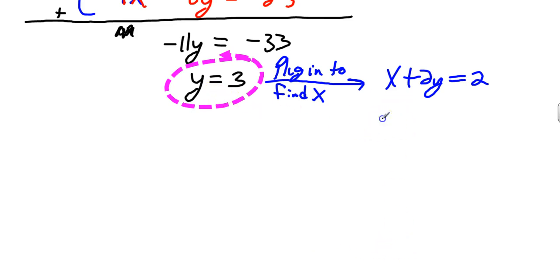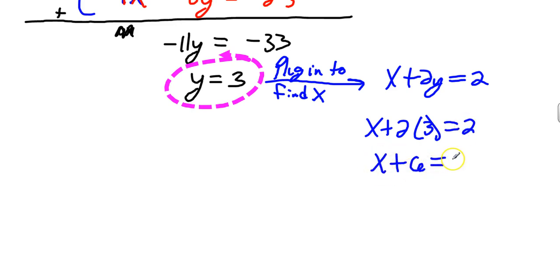Okay, so the y is 3. So that's x plus 6 equals 2. Subtract 6 from both sides. So we got x equals negative 4.